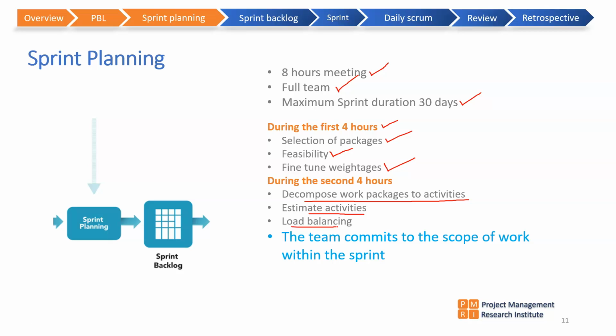So the team thinks through all these things, and at the end of the planning meeting, the team commits to the scope of work within the sprint. That means their confidence level is pretty high. The product owner proposes a set of features. The team thinks through the dependencies and the technical feasibility, decomposes it into minor tasks and estimates them, does a kind of capacity verification or validation, and then they commit, saying that in the next 30 days we will be able to perform this. So that is the sprint planning meeting.